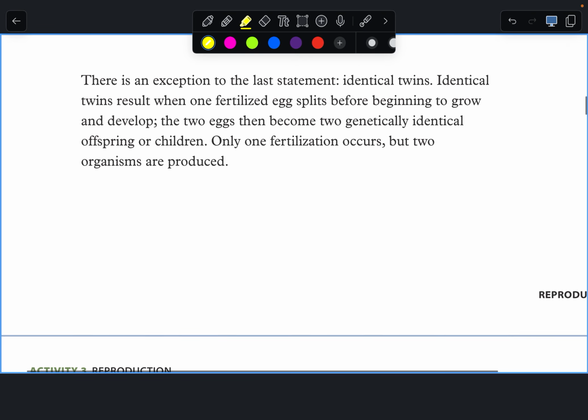There is an exception to the last statement, identical twins. Identical twins result when one fertilized egg splits before beginning to grow and develop. The two eggs then become two genetically identical offspring or children. Only one fertilization occurs, but two organisms are produced. In the case of fraternal twins, which is non-identical twins, that is when a female's body releases two separate eggs, and those two separate eggs are fertilized by two separate sperm cells.